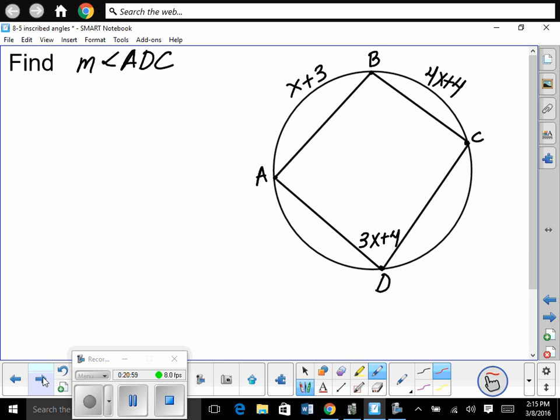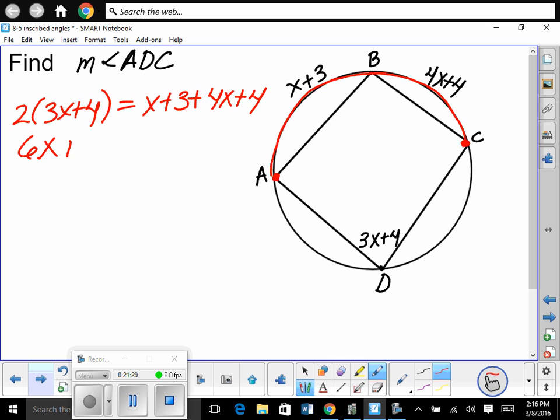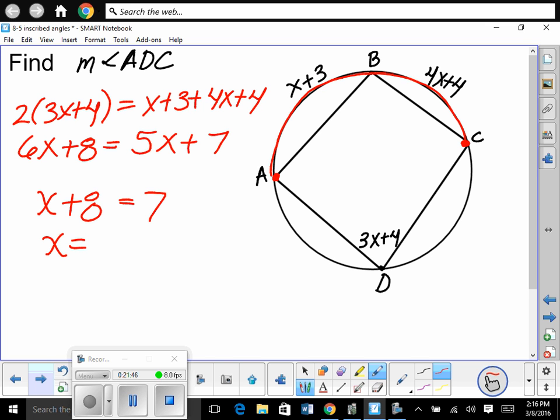I have people who can't set up a true statement for something like this, so look at it with me real quick. We know that this times 2 is equal to the arc from here to here, right? Adding up that arc would be x plus 3 plus 4x plus 4. So a true statement would be 2 times that inscribed angle is equal to the intercepted arc. That intercepted arc is x plus 3 plus 4x plus 4. Combine like terms, so we have 6x plus 8 because we distribute the 2 through, is equal to 5x plus 7, right? Subtract 5x from both sides, so we get x plus 8 is equal to 7. So you'd subtract 8.